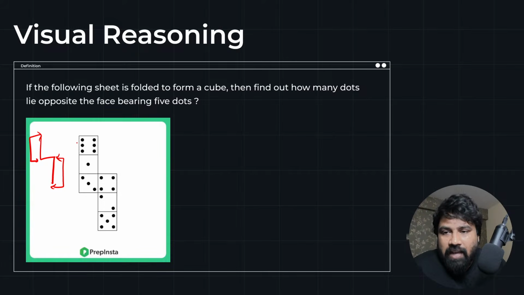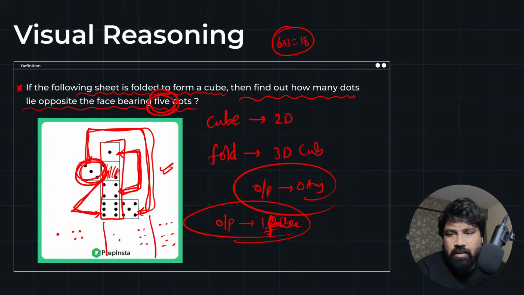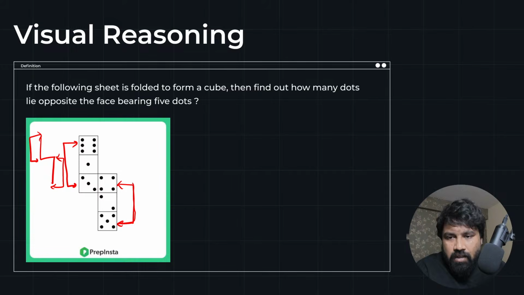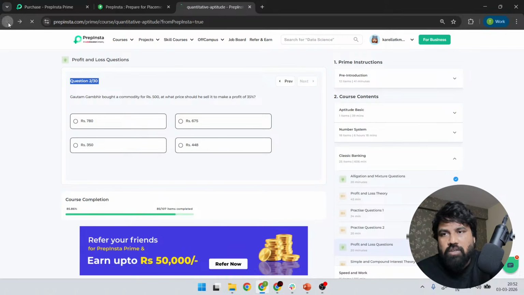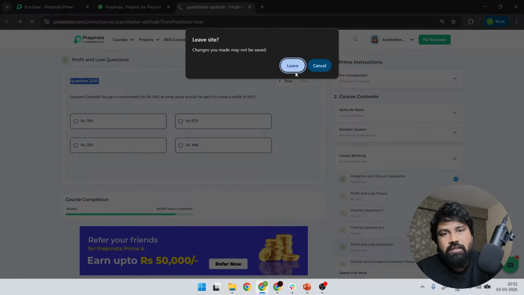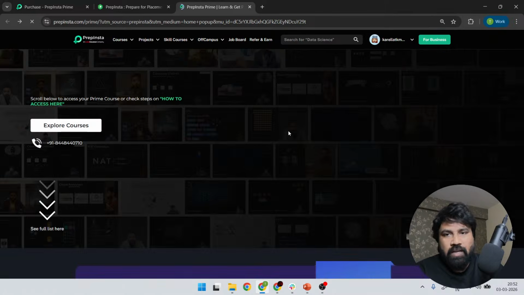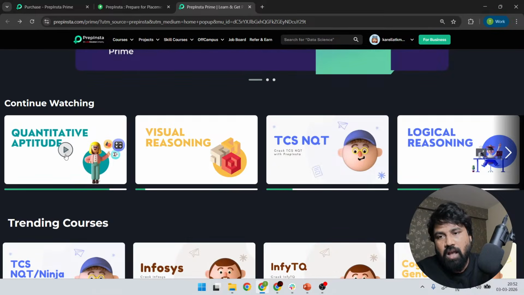So here 6 and 3 are opposite and 4 and 5 are opposite. In earlier, if you see 5 and 3 are opposite, and here if you see 3 and 4 and 5 are opposite. Every time dots cannot be the constant. Every time it will change. And in the real examination, what kind of questions they will ask you, I will tell you by opening the Prepinsta Prime so that you guys can understand.